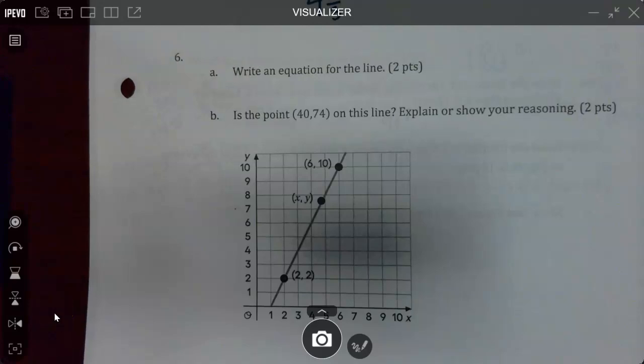Number 6. This was a big one that we kind of struggled with. This is in your notes, so make sure you're using your notes and looking through. Okay? It tells you exactly how to do something just like this. So, write an equation for the line. To do that, you need to make a slope triangle.